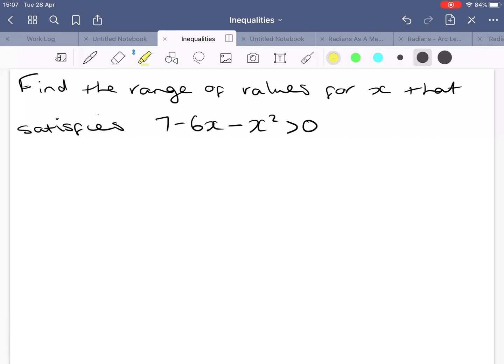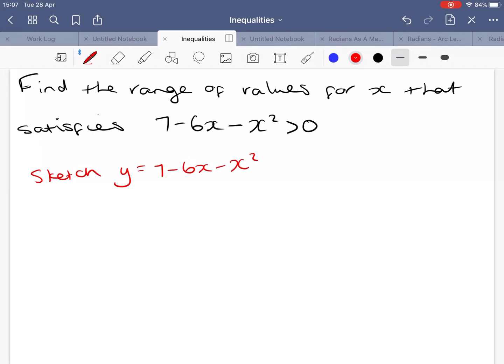Right, one final one. So sometimes they actually phrase the question a little bit differently. They don't just say solve. They'll say find the range of values for x that satisfies the inequality 7 minus 6x minus x squared is greater than 0. But it comes down to the same thing. We've got to basically sketch y equals 7 minus 6x minus x squared. And we need to find the range of values for which the y value is greater than 0.